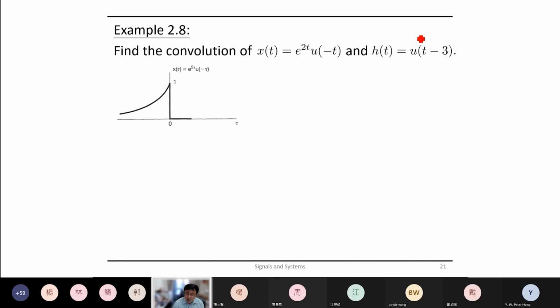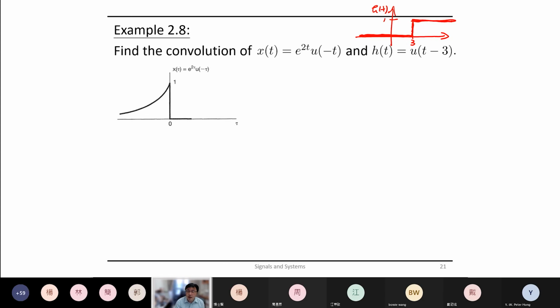Okay. Now, what is h of t, right? H of t here is something like this. So h of t is the unit step function shifted to 3. So it looks something like this. All right. Now you want to take the time reversed version of h and slide it over this x.